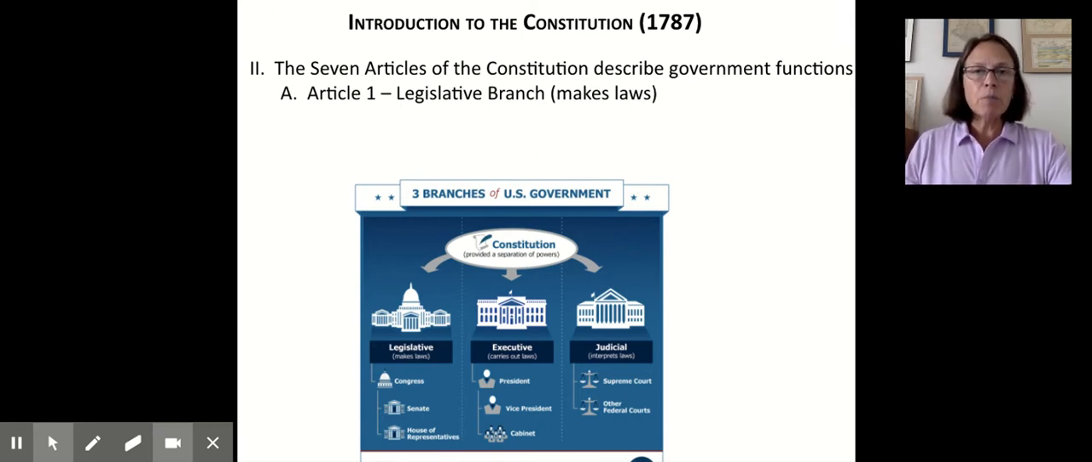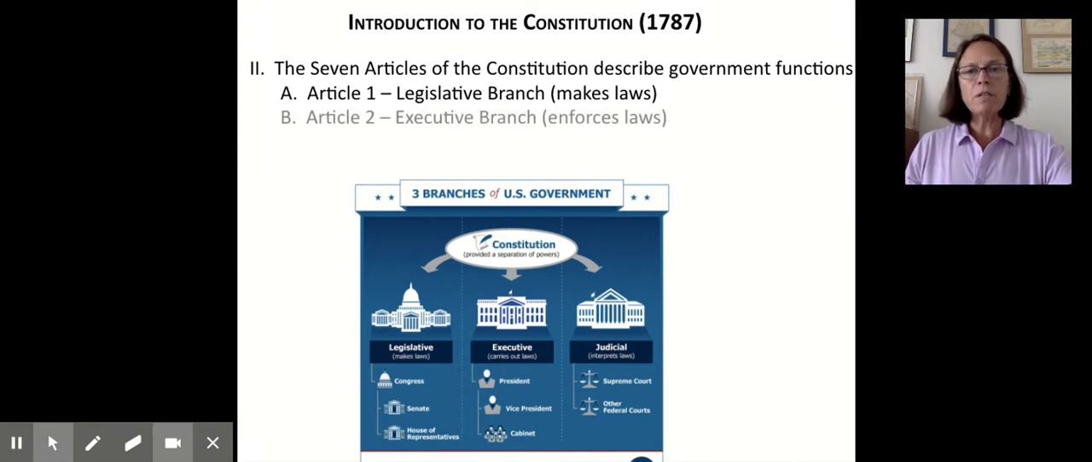Of the 3 months spent writing this document, the Founding Fathers spent the better part of 2.5 months writing Article 1. The legislative branch is our Congress, the Senate, the House of Representatives, and they are charged with making our laws. Article 2 is the executive branch. They are responsible for enforcing the laws that the legislative branch makes. It's the president, the vice president, and the cabinet.